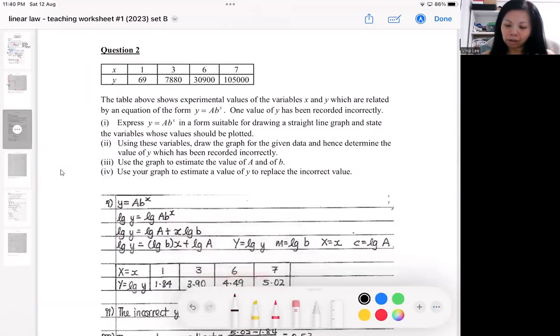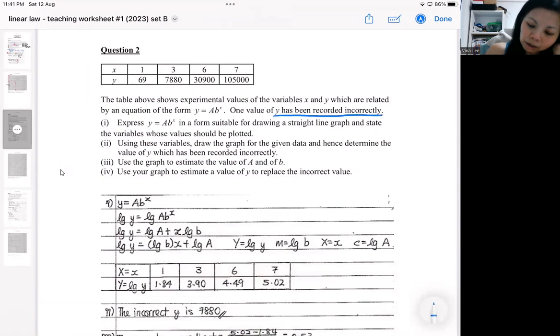So this is another question where they provide you with a table. And if you look carefully, they mention something like one of the values is recorded incorrectly. So it's a very similar idea to question 1, except that now our equation is something like this. And the challenge for this equation is they actually never tell you the capital Y and the capital X. So you actually need to work out your own capital Y and capital X.